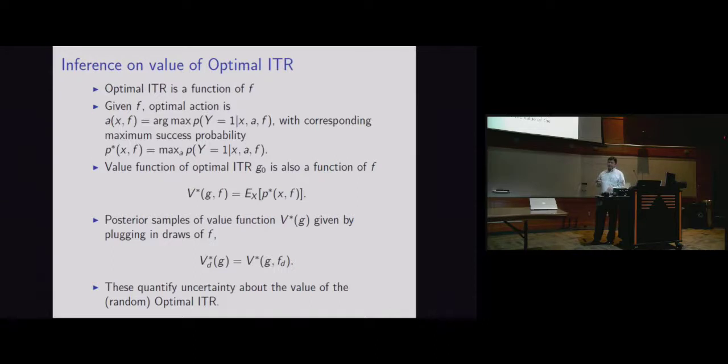Okay. And so this actually quantifies the uncertainty about the value of the optimal ITR, and I put that random in parentheses because it actually has a distribution. So the optimal ITR is actually not observed from this framework. The true optimal ITR, it's a function of F.